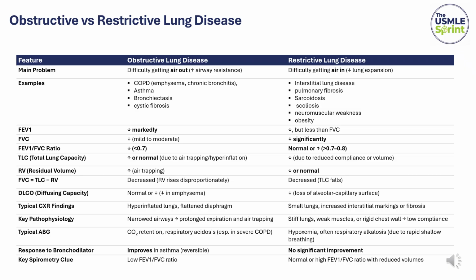The lungs become hyperinflated. In restrictive disease, the problem is getting air in. Lung expansion is limited, and the total lung capacity and forced vital capacity fall. Think of obstruction as an outflow problem and restriction as an inflow problem. In obstruction, the FEV1 to FVC ratio drops below 0.7, while in restriction it stays normal or even high because both FEV1 and FVC decrease together.